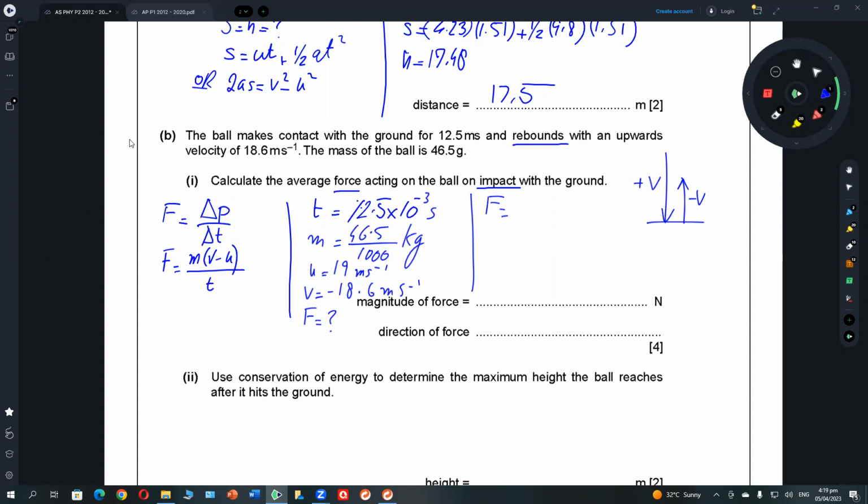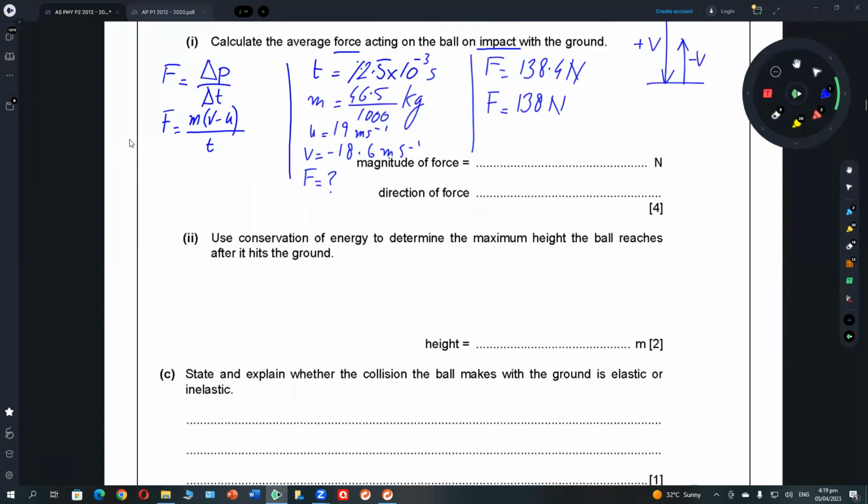Now I'm getting 138.4. I can take 138 for 3 sig figs or 140 if I take 2 sig figs.